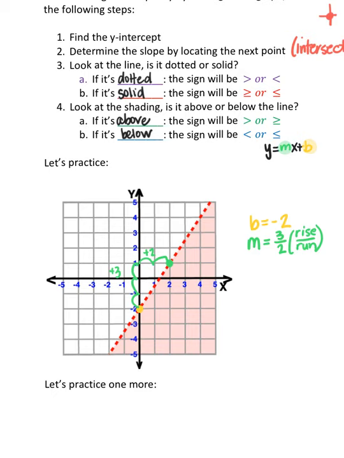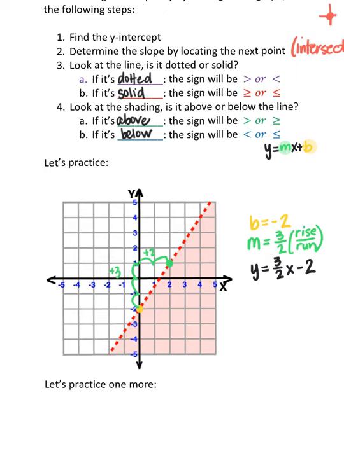Now, if this weren't an inequality, I could stop there and write my equation as y equals 3/2 x minus 2. If this were just a line on a graph without any shading, I could say y equals 3/2 x minus 2. But this is an inequality. There is shading, so we have to look at a couple more things.